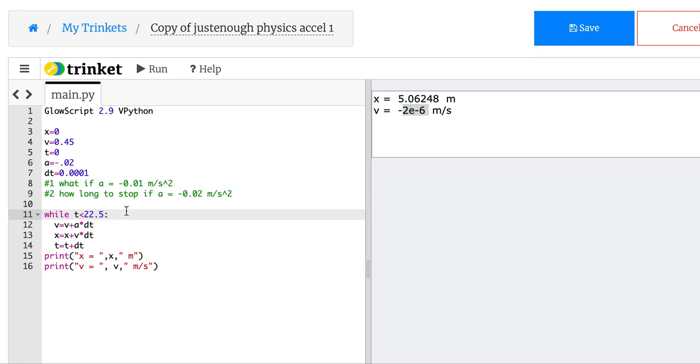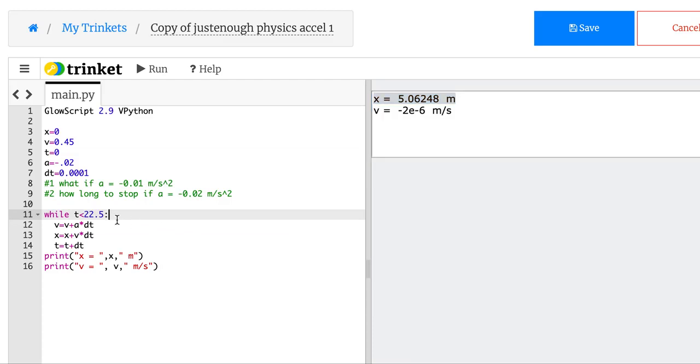So it has stopped and it has gone this far. But how long did it take? Well, I got that right there, 22.5. So it took 22.5 seconds to stop, and it went 5.06248 meters. And that's the answer. Now you say, that's kind of weird, you just fudged the numbers and reran it a whole bunch of times to get it. Yeah, that's what you do. You get the answer. That is a completely legitimate way to do this. But maybe you don't like that.